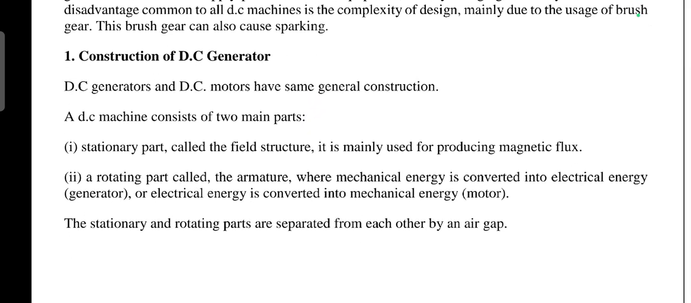In the construction of a DC generator, it consists of two main parts, the stator part and the rotor part. The stator part is the stationary part, called the field structure, which is mainly used for producing the magnetic flux. The rotating part is called the armature, where the mechanical energy is converted into electrical energy, or the electrical energy is converted into mechanical energy. Only the rotating part determines whether the machine is acting as a generator or a motor. The stationary part and the rotating part are separated from each other by an air gap.